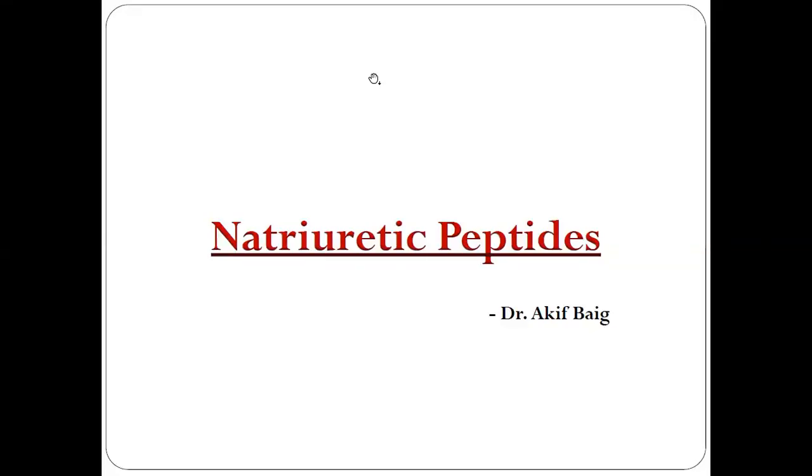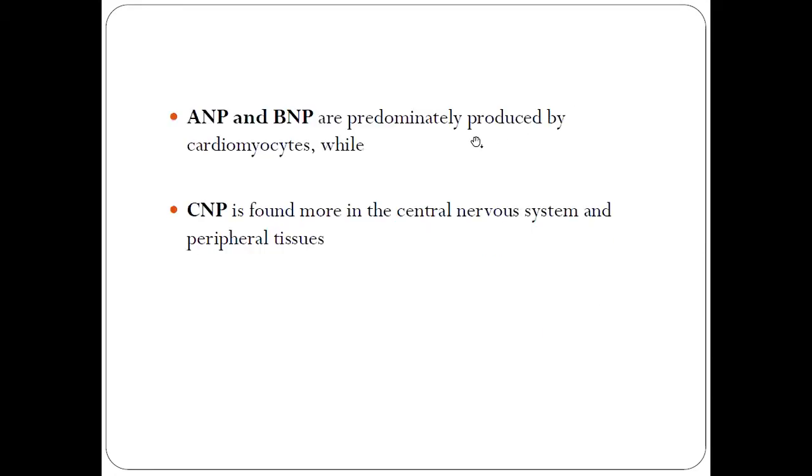Hello everyone. Today we'll be talking about natriuretic peptides. So there are three types of natriuretic peptides: ANP, BNP, and CNP. ANP means atrial natriuretic peptide, BNP means brain natriuretic peptide, and CNP means central nervous system natriuretic peptide.